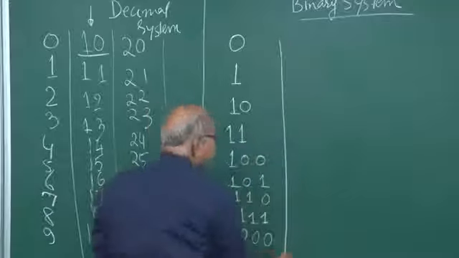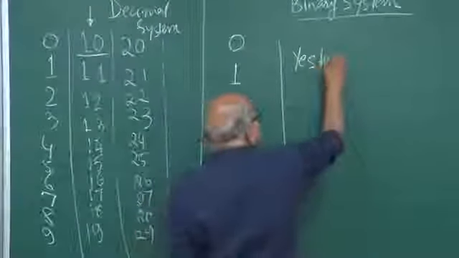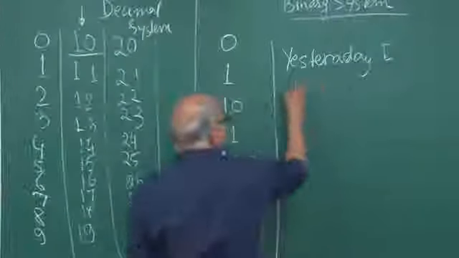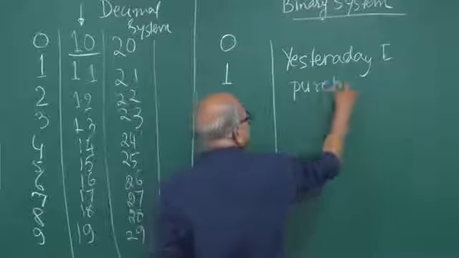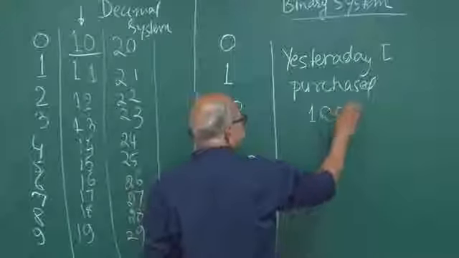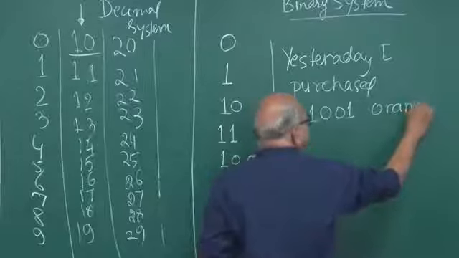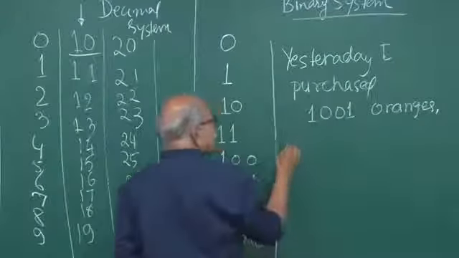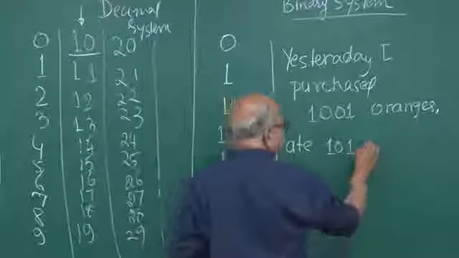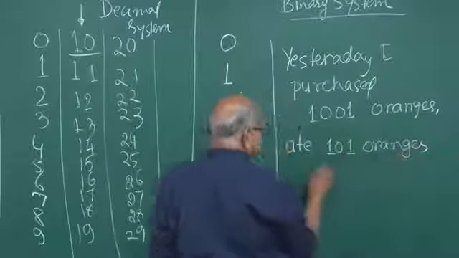So, if I write, suppose let me write a sentence. Yesterday I purchased, let us say 1001 oranges. At 101 oranges in the morning.